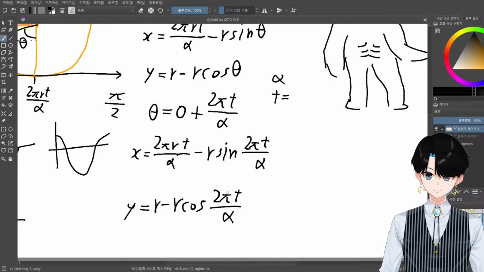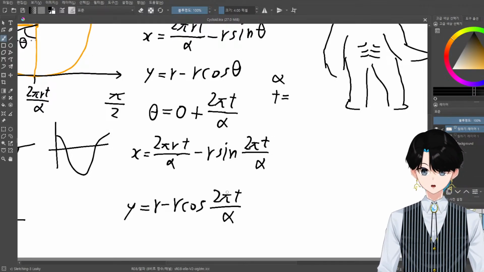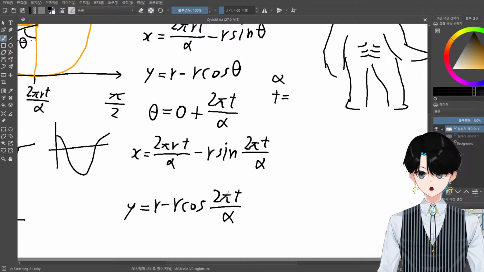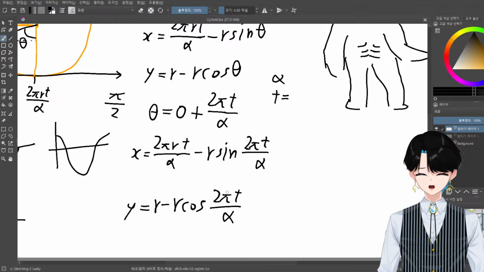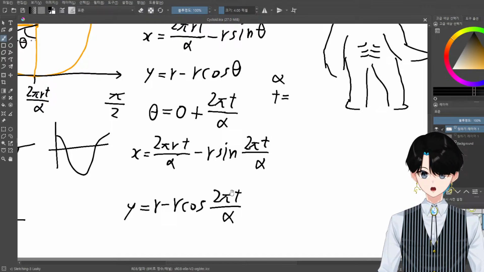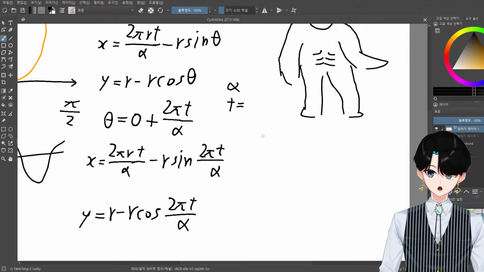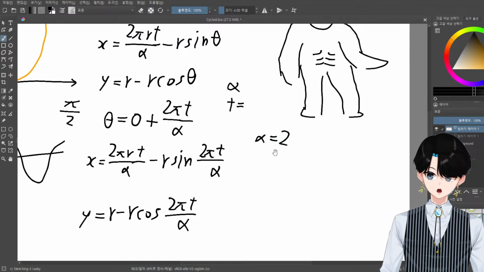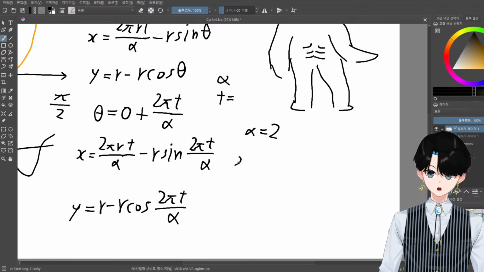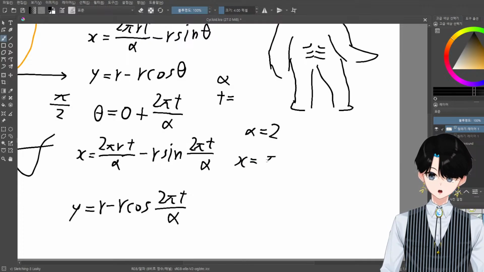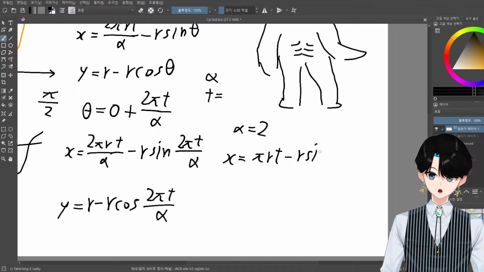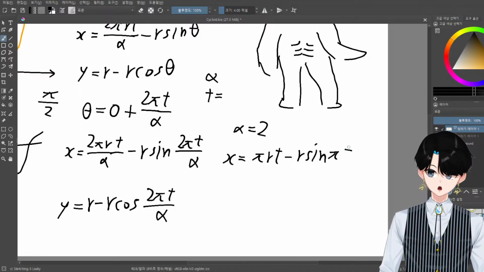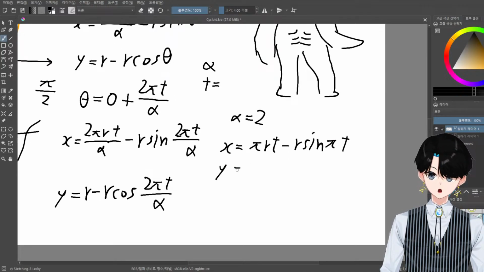I think I just want to say alpha is 2. And alpha is just 2. Yeah, I think that it doesn't matter at all. Then it would be pi R t minus R sine pi t. And y would be R minus.